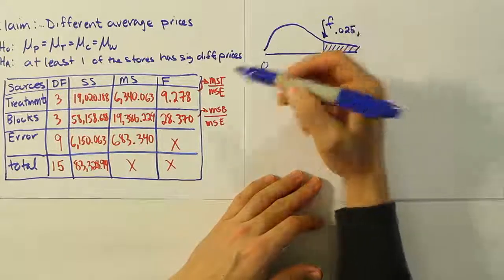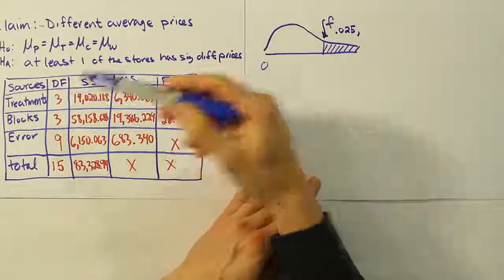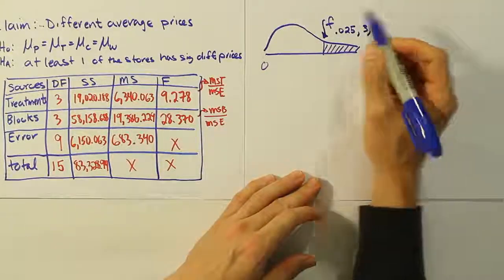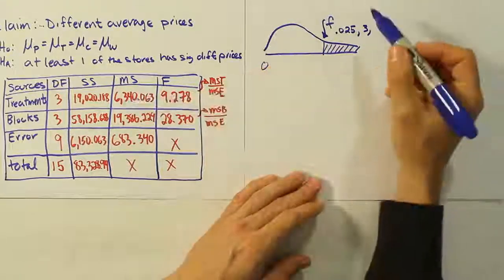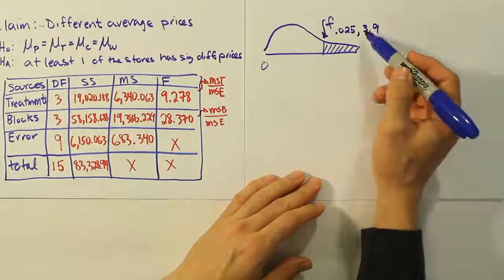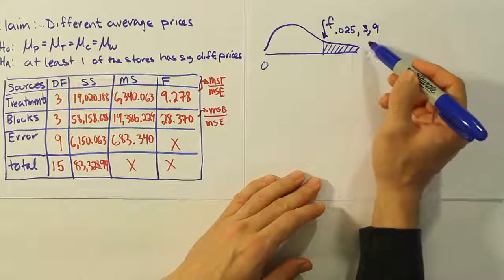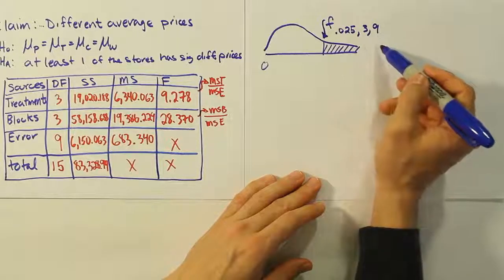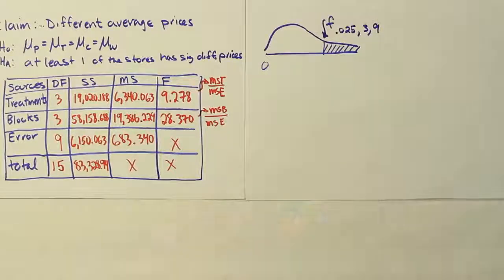And then we had numerator degrees of freedom. So what was the degrees of freedom for the MST value? It was 3, right? And then the denominator degrees of freedom, the MSE value, so that was 9. So that's what we're going to go to our table and look up. We're going to look up degrees of freedom 3, degrees of freedom 9 on the 0.025 table. And remember that 3 is your numerator degrees of freedom, 9 is your denominator degrees of freedom. So let's go there now and get our critical value.